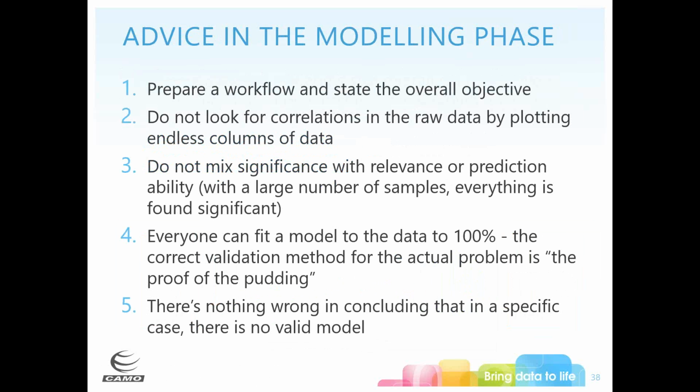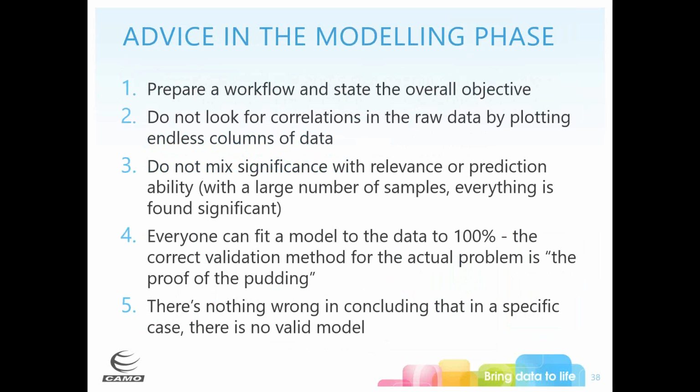So, a quick summary of advice. Prepare your workflow, and state your overall objective. Don't look for correlations in your raw data by plotting endless columns of data. Do not mix up significance with relevance. If you have enough samples, anything can be found significant. Number 4 is a really key one. Everyone can fit a model to the data 100%. That's your calibration set. Really, you need to do a good validation to make sure that the proof is in the pudding. It will work for your new data coming in.